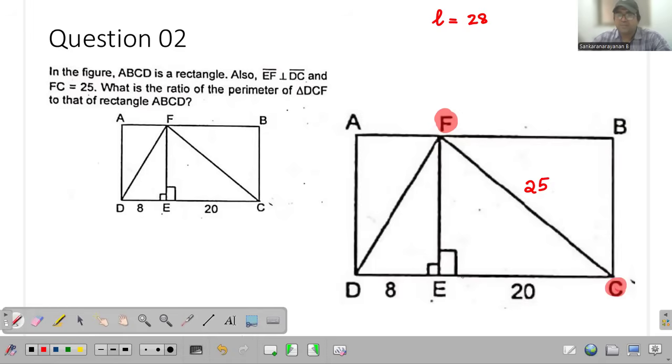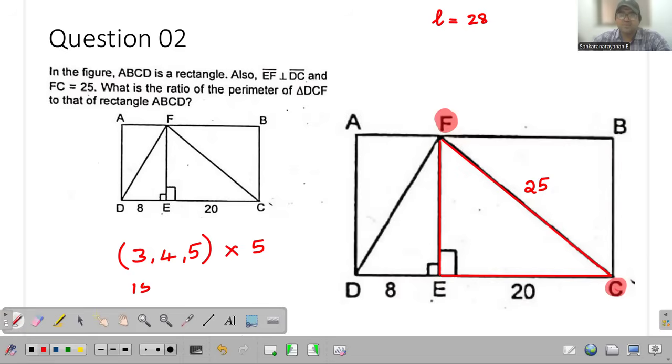But if you observe this triangle FEC that you are considering, don't you see that it is a right angle triangle? And we remember 3, 4, 5. It's a Pythagorean triplet, right? 3 square plus 4 square is equal to 5 square. Just consider that I'm multiplying this Pythagorean triplet with 5.